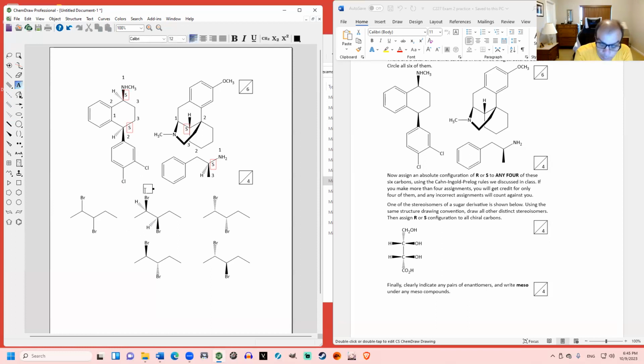So we'll look at this carbon first. Of course, the bromine is first. Then comes the carbon attached to the bromine, and then the CH3. That looks like a right turn to me, so I'm going to call that one R.